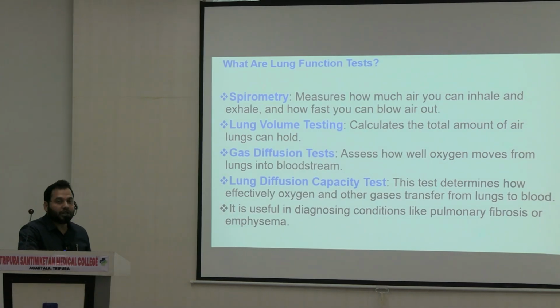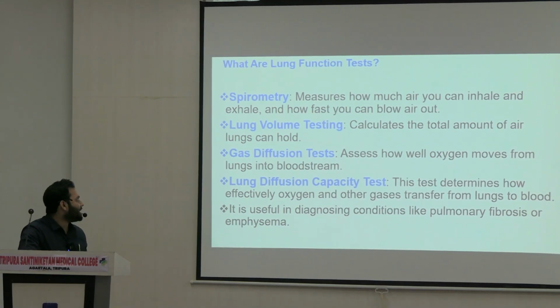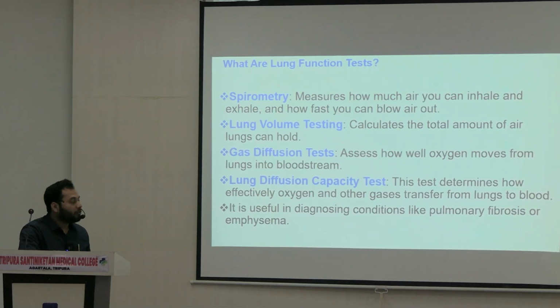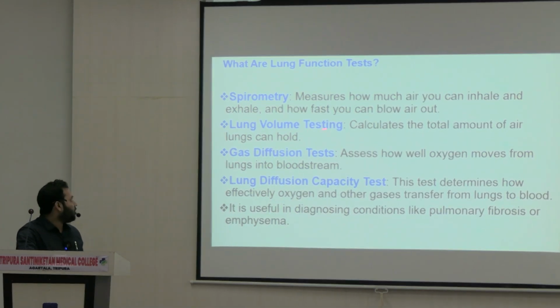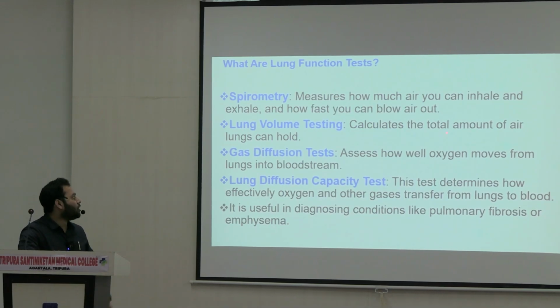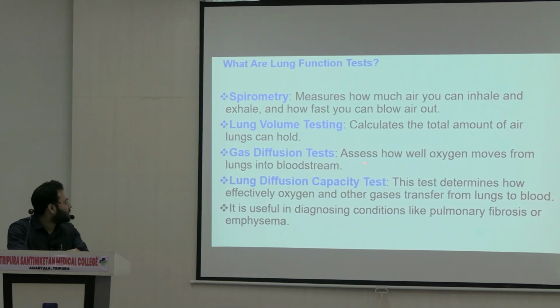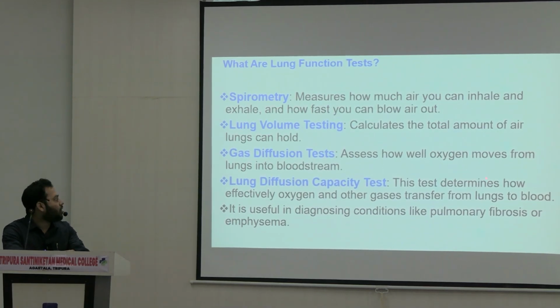That means the spirometry test is useful to measure the amount of air during inhalation as well as exhalation, and it also estimates the flow rate, right? How fast you can blow out. Mainly the flow rate during the exhalation process. Other than this, you can see the lung volume testing. It calculates the total amount of air that the lungs can hold. The gas diffusion test assesses how well oxygen moves from the lungs into the bloodstream, right?